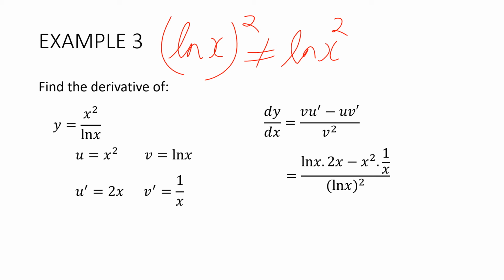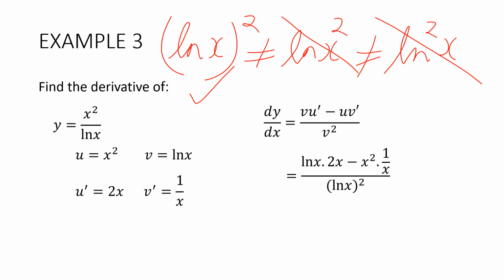We also can't write it like we write trig functions, like ln squared x. That doesn't even make any sense. So this one's out and this one's out. We have to leave it written like that. So our answer is 2x ln x take away x all over ln x all squared.